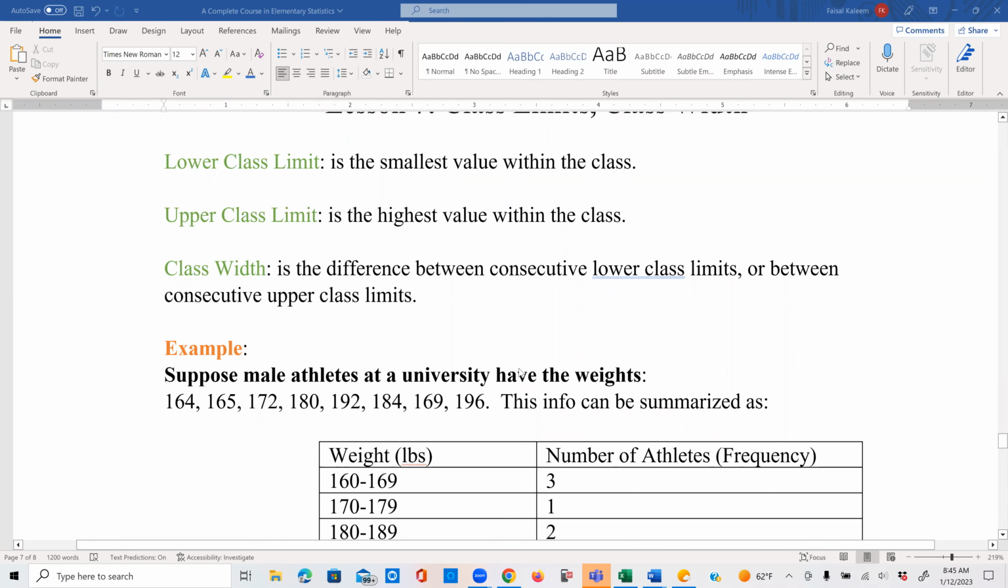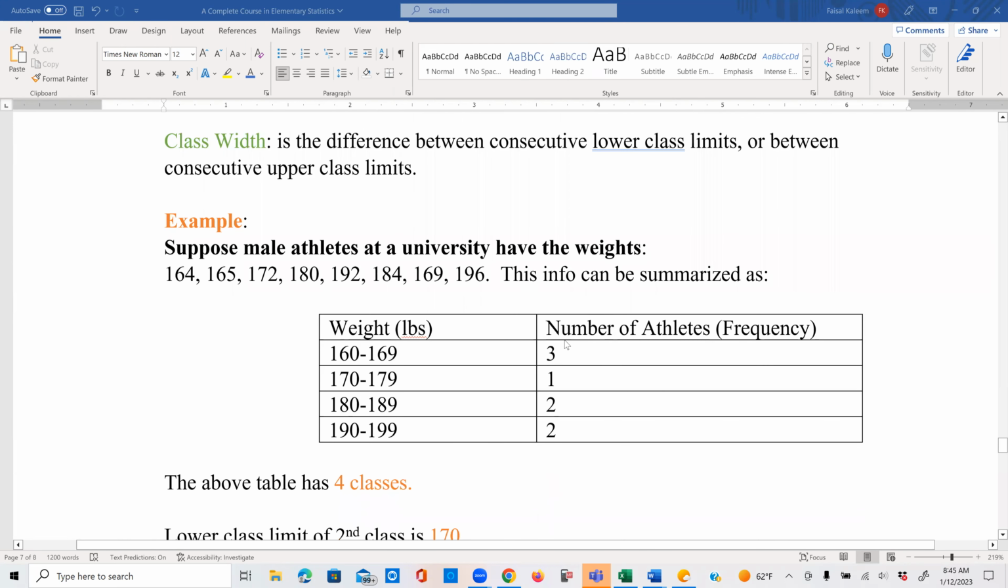Suppose the male athletes at a university have the following weights. So now this info can be summarized as follows. So we see that in 160 to 169, we have 164 and 169, and we also have 165. So 1, 2, and 3 entries fall in the region 160 to 169.